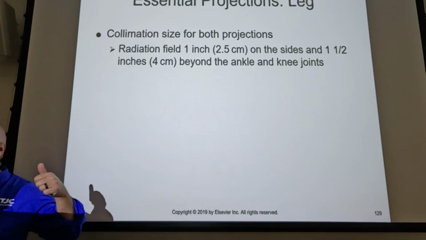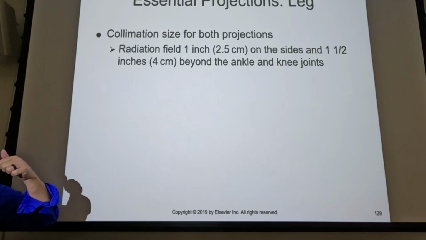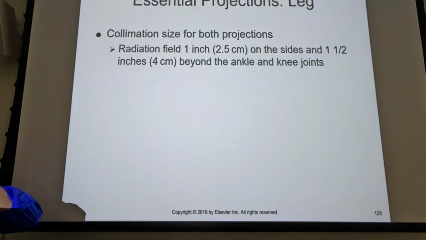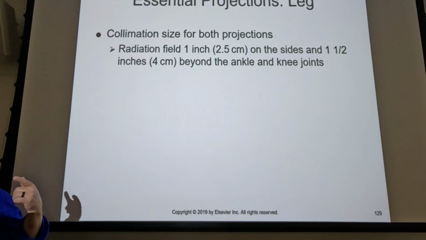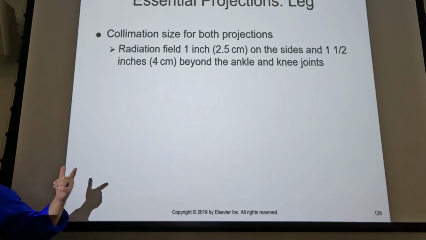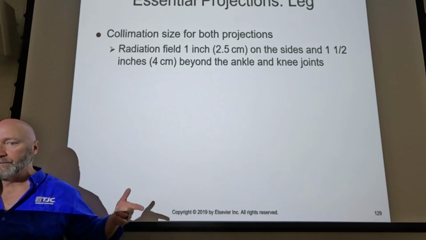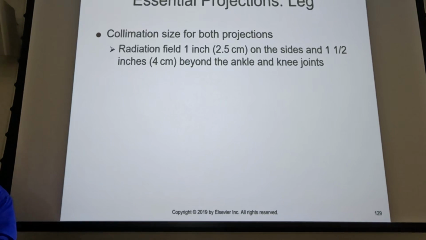Also, your light field might not shoot a broad enough beam at 40 inches. So you may have to increase to 48 inches in order to get that, okay? So collimate ends certainly side to side, but make sure that you've got 1.5 inches of collimation, 1.5 inches of image receptor on both ends to make sure that you compensate for that divergence of the central ray, okay?